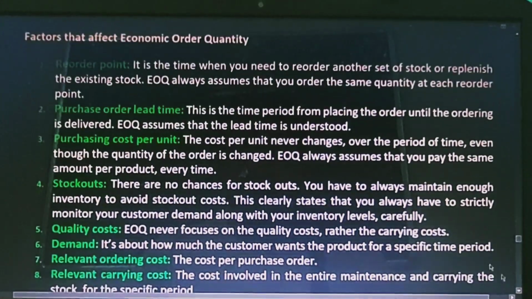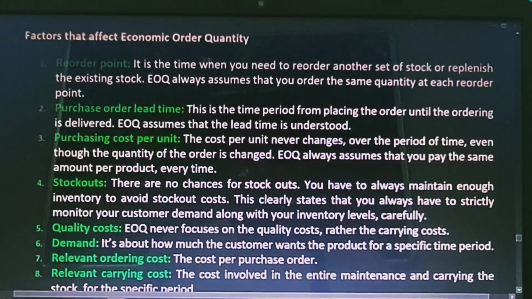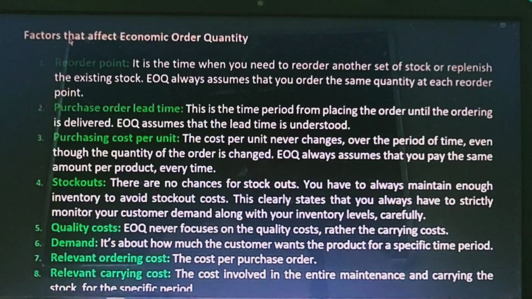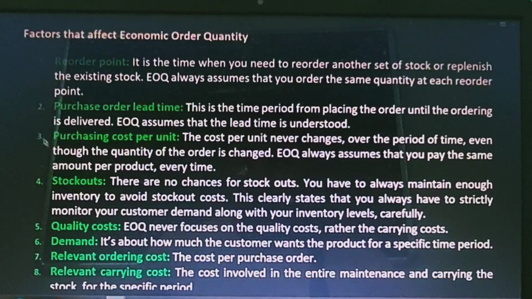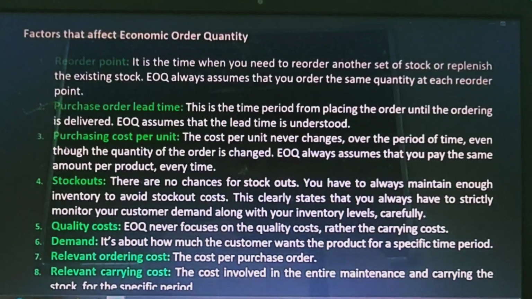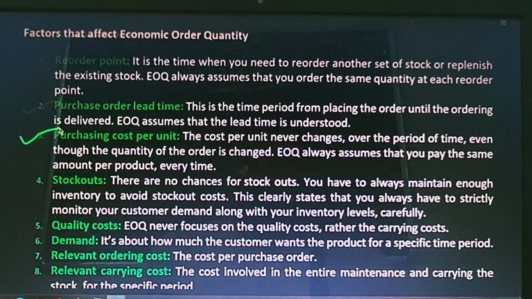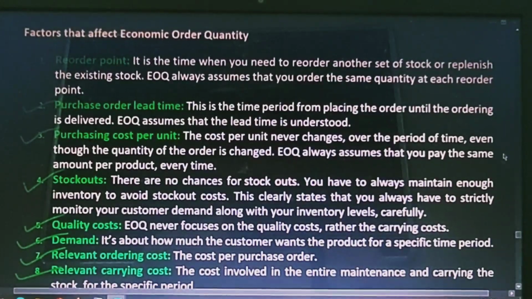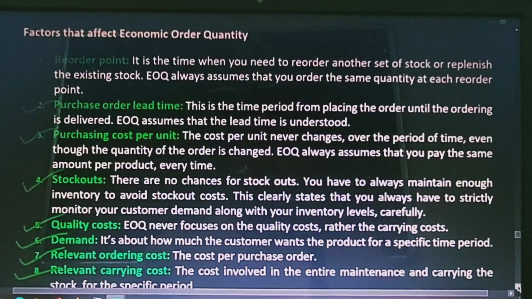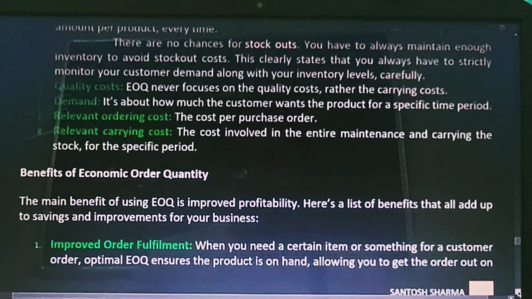So these are the different factors that affect economic order quantity. So basically reorder point है यहाँ पे, then purchase order lead time, then purchasing cost per unit, stock outs, quality costs, demand of the product, then relevant ordering cost and relevant carrying cost. So these are the main factors that are considered before deciding the economic order quantity for an organization.